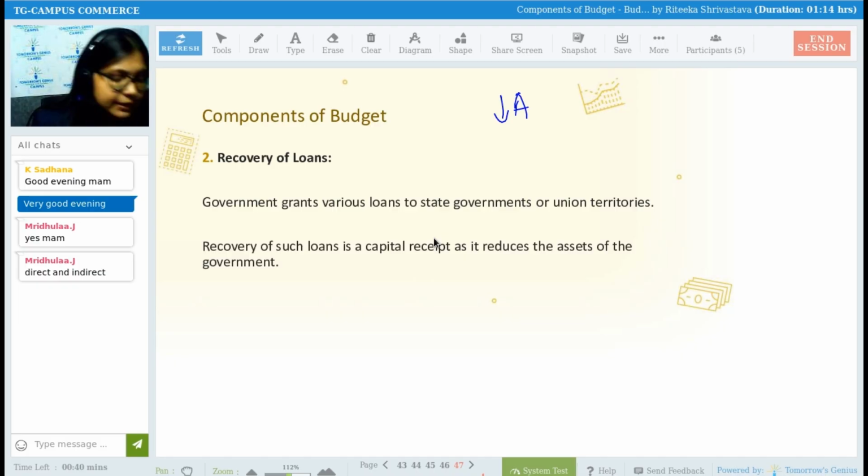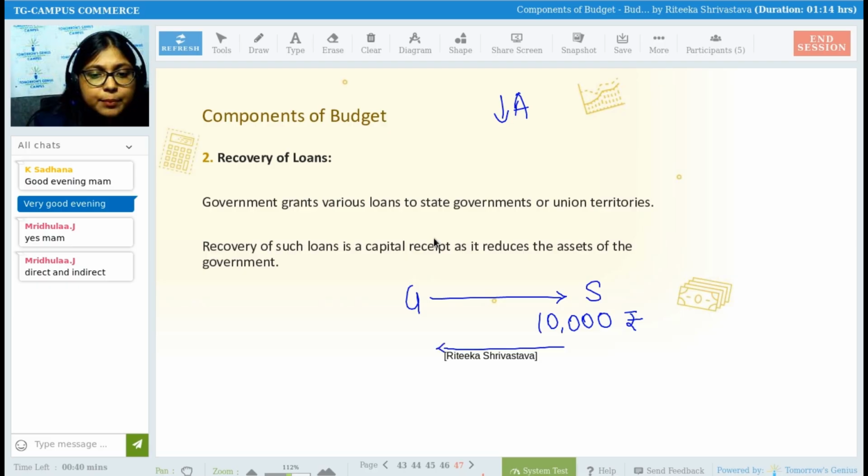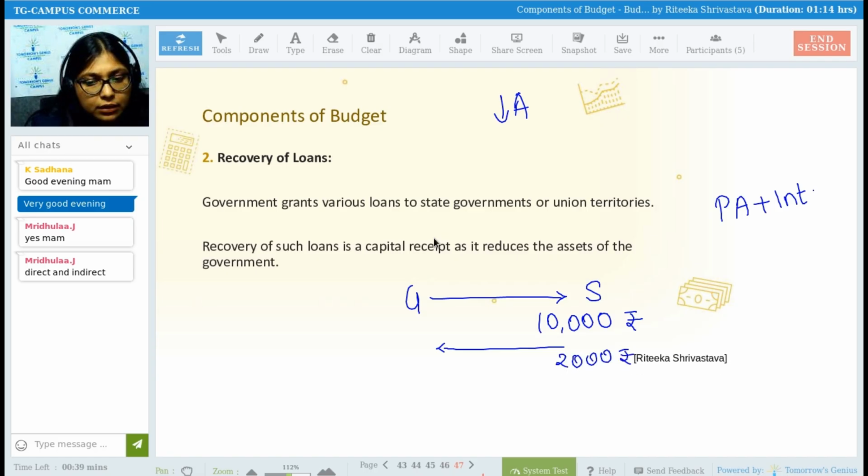Say suppose, now I hope it's clear, but still let me elaborate the example. Say suppose I have taken loan from Gokul. Fine. Gokul has given loan to Sadhna, say suppose 10,000 rupees. And Sadhna is going to do the repayment to Gokul. Now, when she does the repayment, she has to do it with the interest amount. We know that with principal amount, we also have to pay the interest amount. So, say suppose she is paying 2,000 rupees per month.